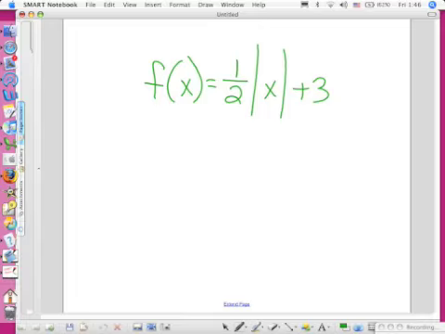Because what we're about to do is add a number in here that's going to take our vertex and shift it to the right or the left. Okay? So that's what we're covering today, and then we're going to put it all together. Let's see if we remember how to graph this.